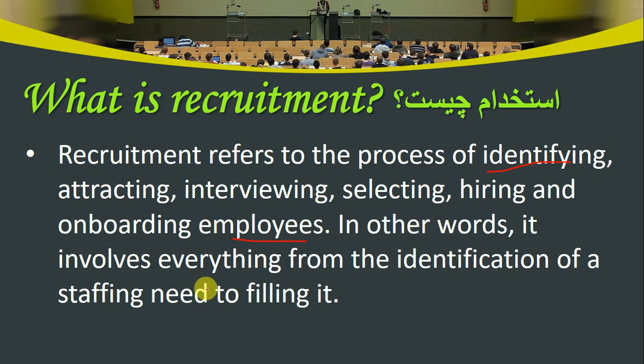In simple words, it involves everything from the identification of staffing need to filling it.